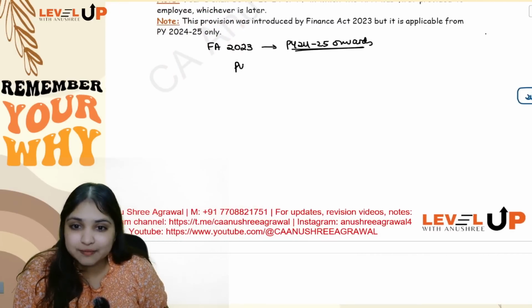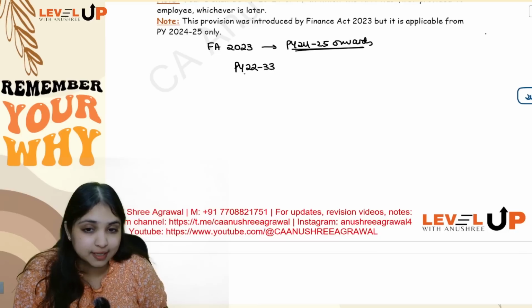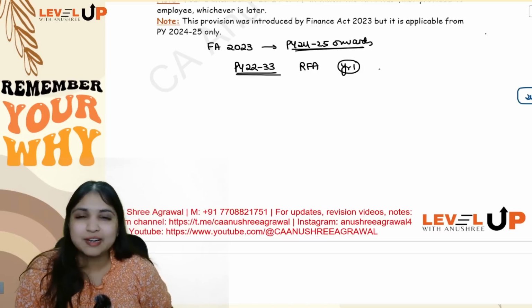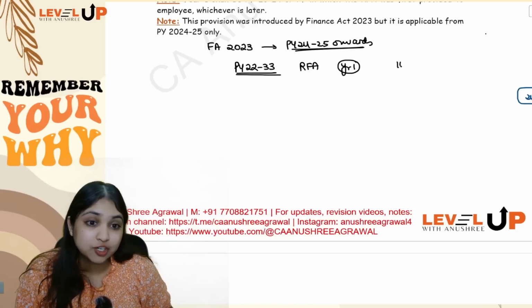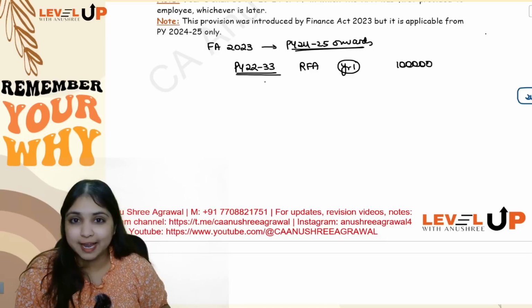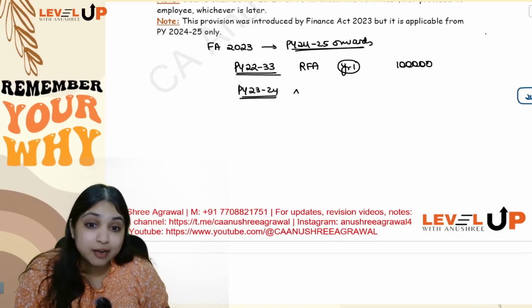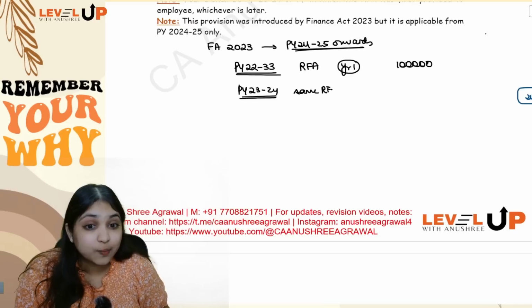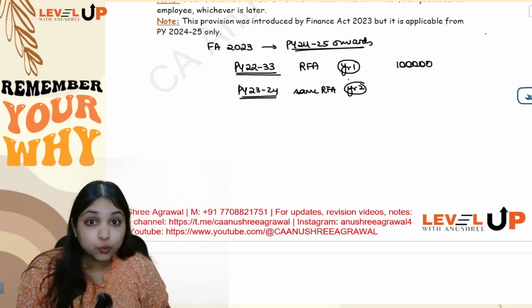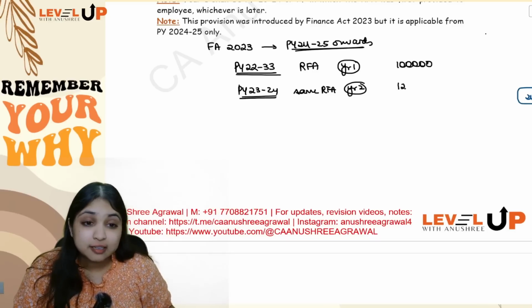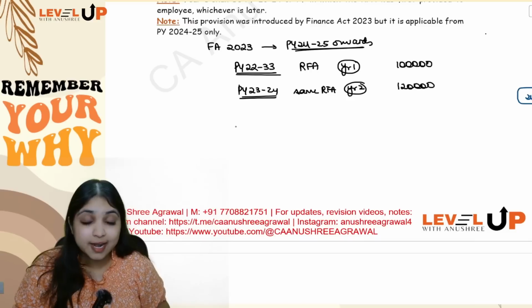Let us say in previous year 22-23, this RFA was given for the first time. Okay, so in 22-23 RFA was given to the employee. This was year 1 of this particular RFA. In 22-23, in the normal manner you did the computation. Let us say that normal computation was 1 lakh rupees. Then in 23-24 also the same RFA continued, guys. So 23-24 became year 2 of this RFA. In 23-24 also you did the normal computation. The taxable value was, for example, 1,20,000.